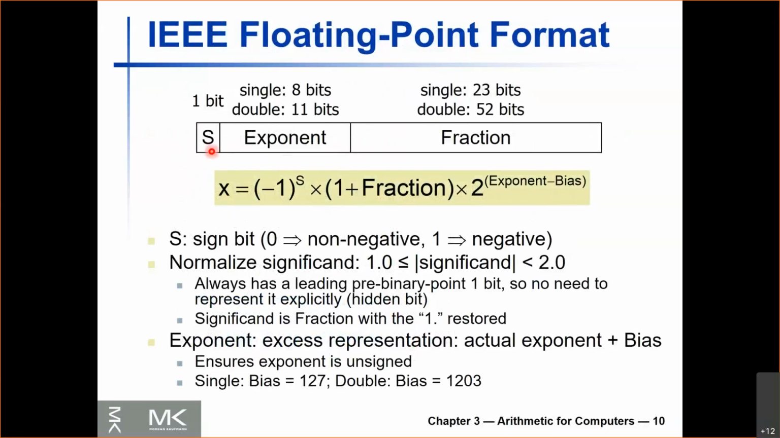We have 1 bit for the sign, and then we have an exponent and a fraction. The exponent is 8 bits in single precision, 11 bits for double precision. And the fraction is 23 bits for single precision and 52 bits for double precision. But this followed this idea of storing the exponent and storing the fraction and using them to reconstruct the entire real number when we need it.